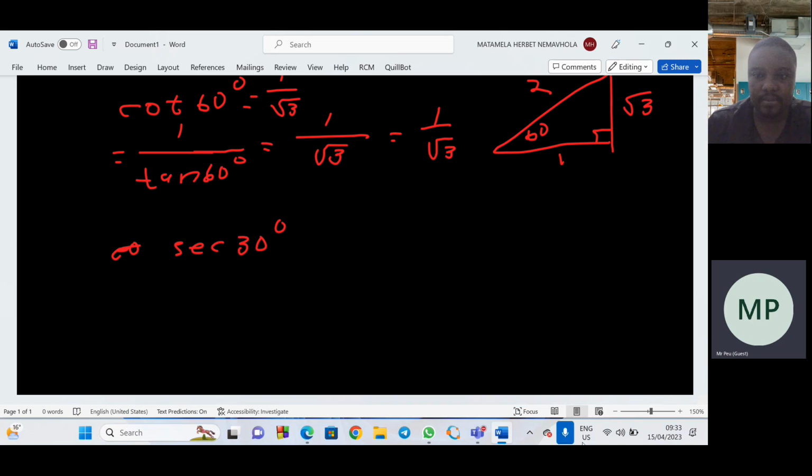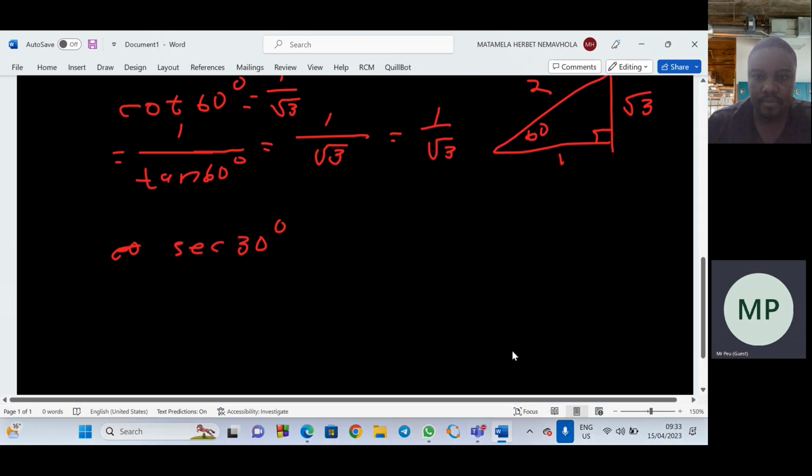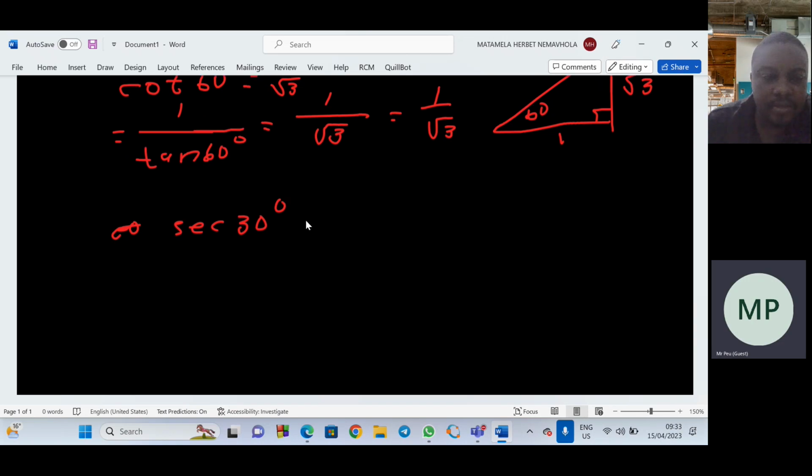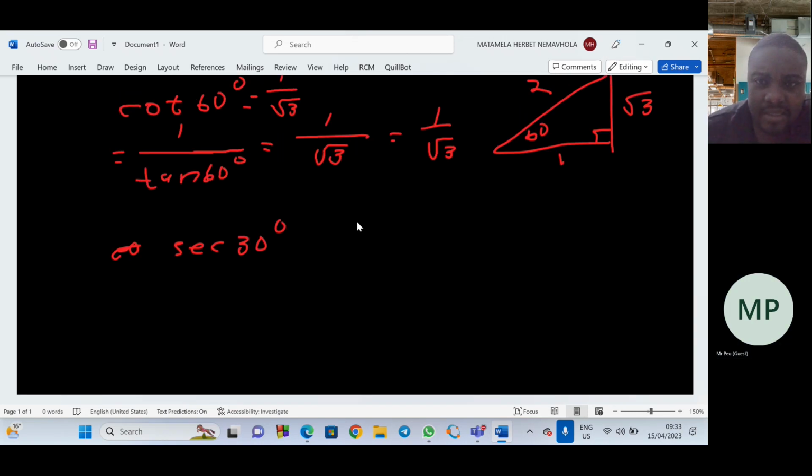It's 2 root 3. You got 2 square root of 3 like this? Yes. All right, no problem.